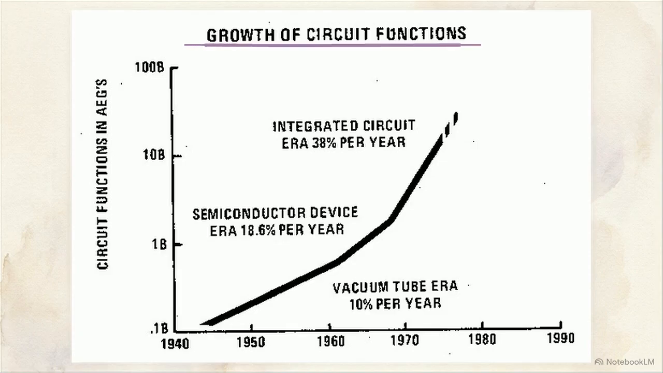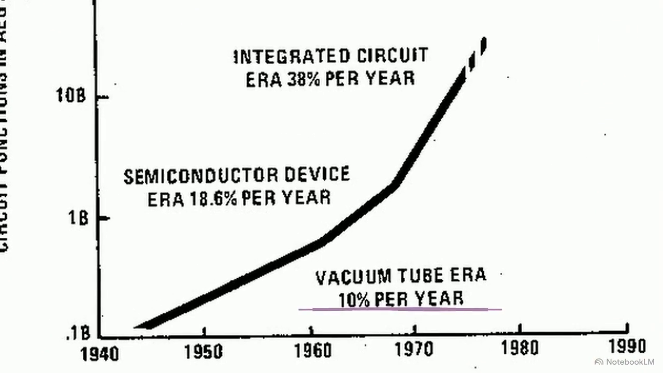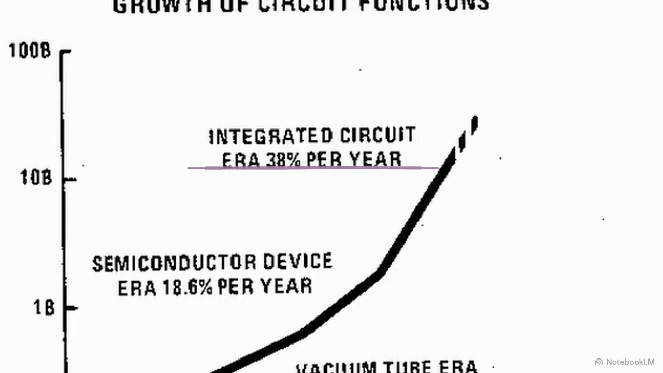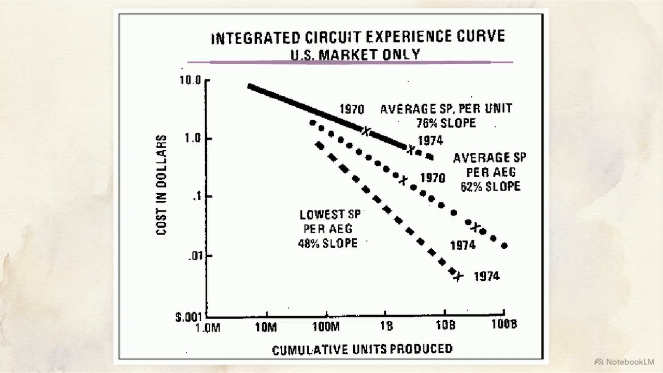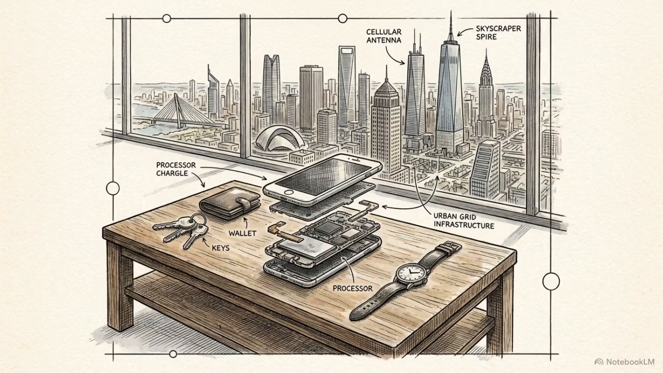This graph illustrates the immediate, violent shift in technological capability. The slow, steady growth of the vacuum tube era suddenly pivots into a near-vertical explosion of computing power once the integrated circuit takes over. And looking at this experience curve chart, you can track the resulting economic freefall. The cost of a single circuit function plummeted from $10 down to a fraction of a penny. That massive drop in price is what allowed computing to leave corporate labs and bomber aircraft, eventually finding its way into our homes, our pockets, and the foundation of modern society.